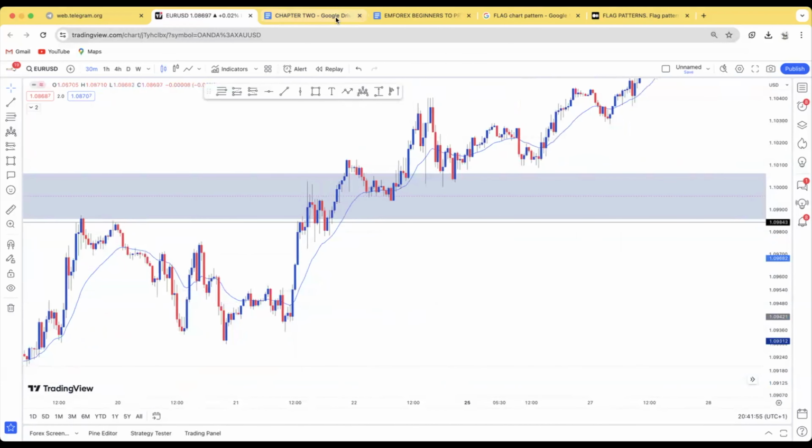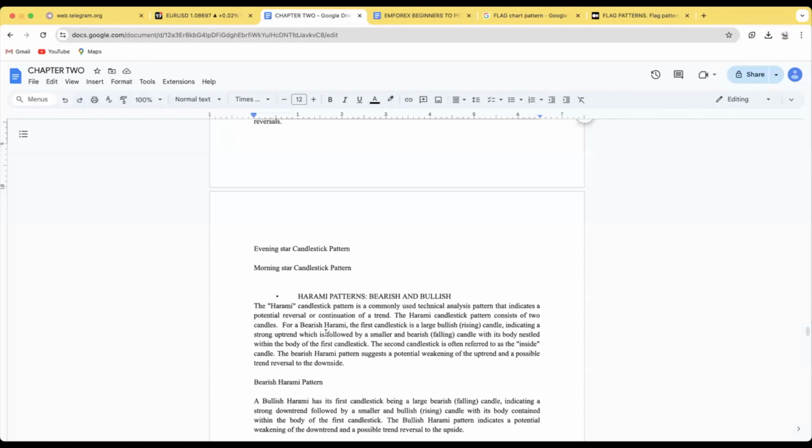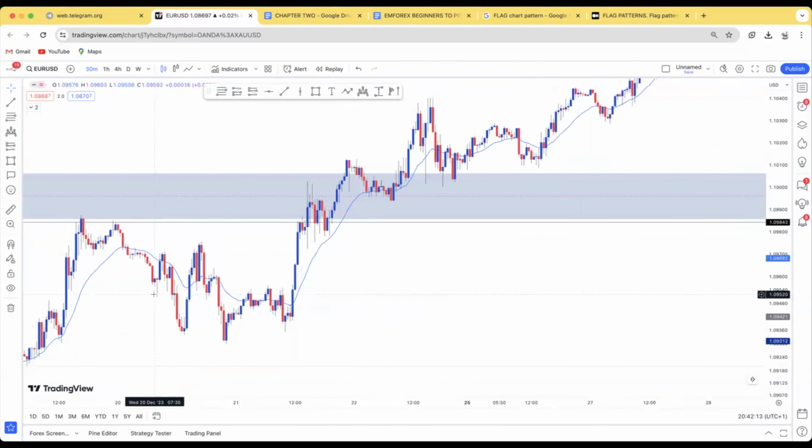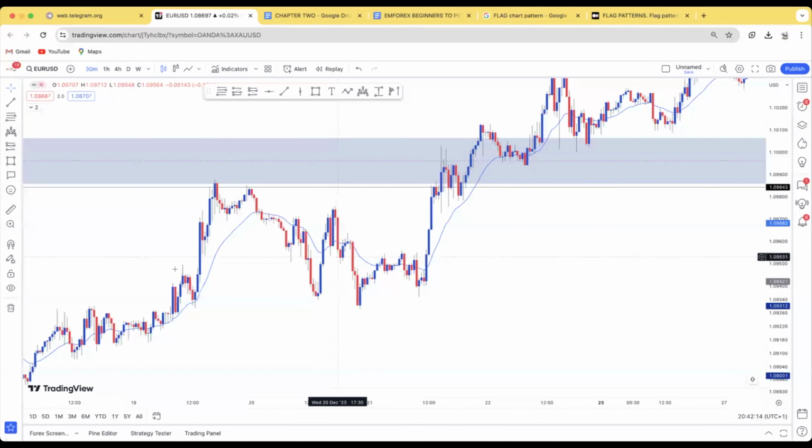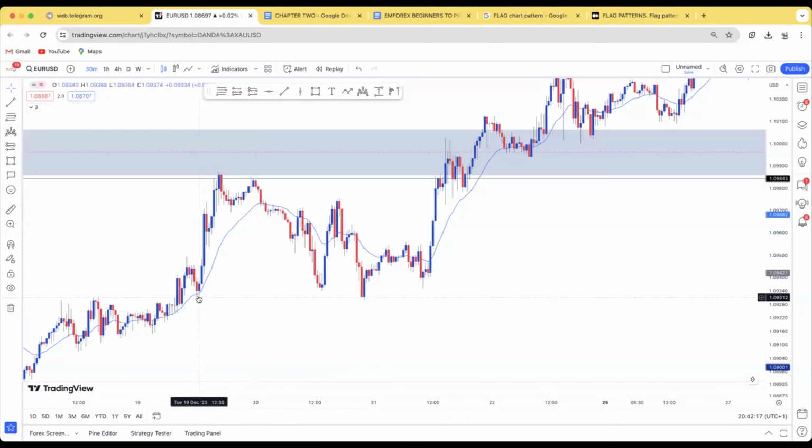So the description says for a bearish Harami, the first candlestick is a large bullish candlestick, indicating a strong uptrend, followed by a smaller bearish, falling candlestick with its body nested within the body of the first candlestick. After we identify this, I'll just stop here so we go to the next one.